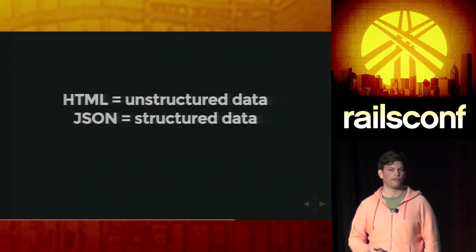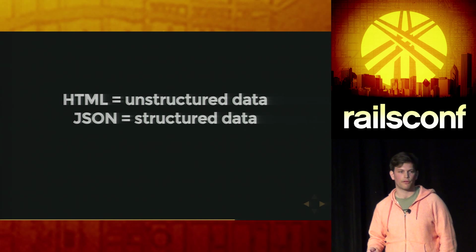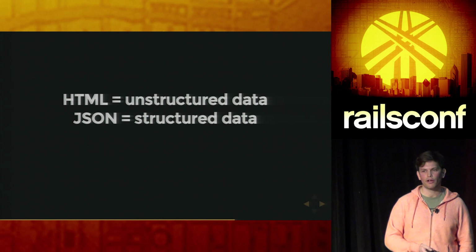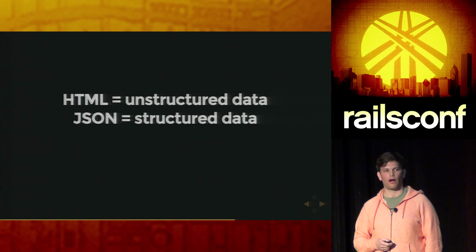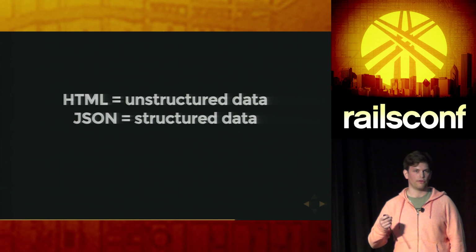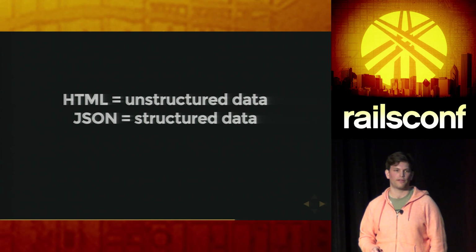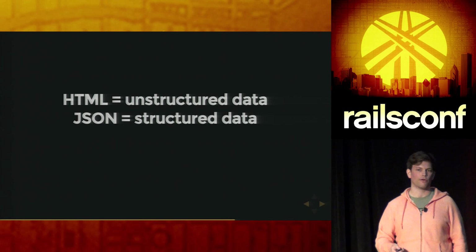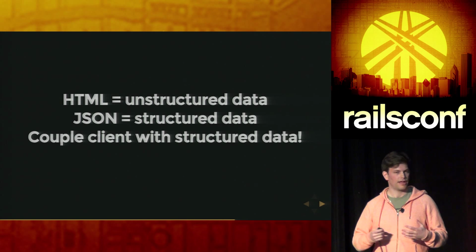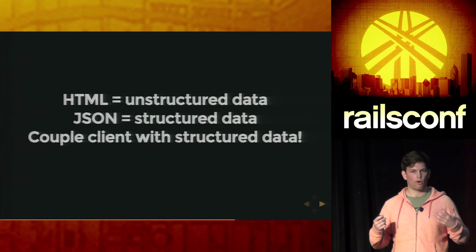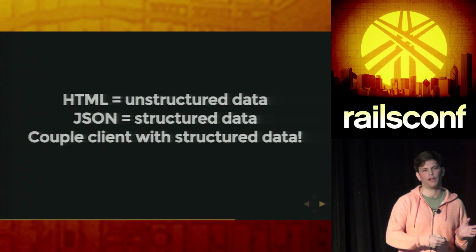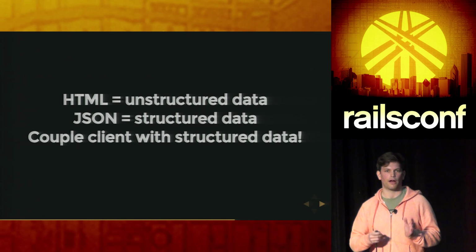JSON, on the other hand, is structured data. It's a lot easier to deal with. So you can either render it or you could do something on the client that's a little fancier if you want to update different parts of the page, whatever. The point is that it's structured and it's easy to deal with. And if you're building out a thick client, you want to couple your client experience to structured data, not unstructured data.